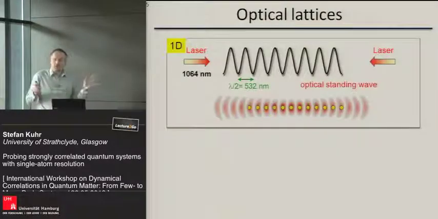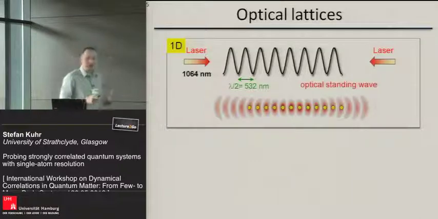As it is a mixed audience, not everybody is familiar with optical lattices, so I'll have one introductory slide on optical lattices.